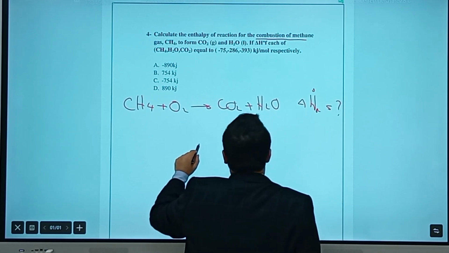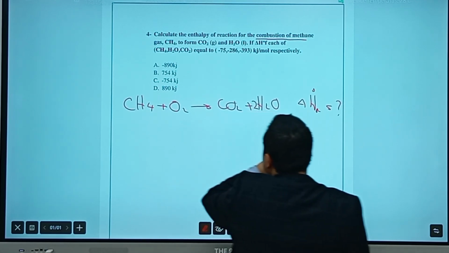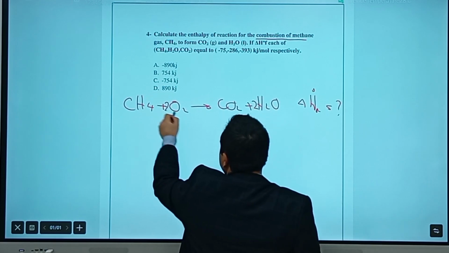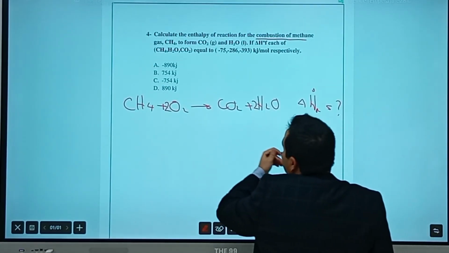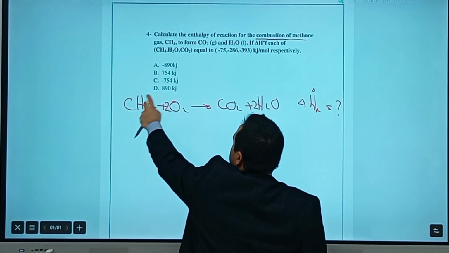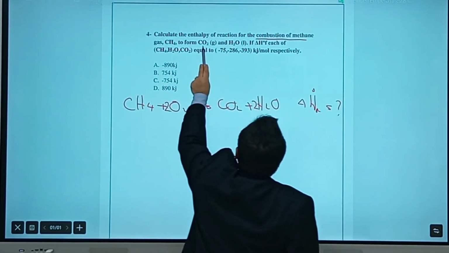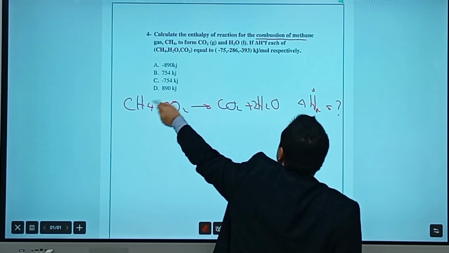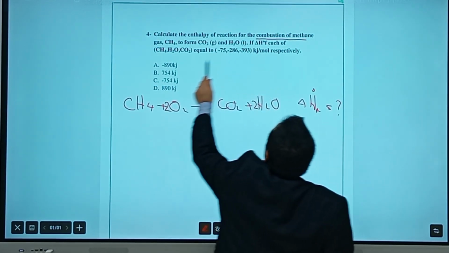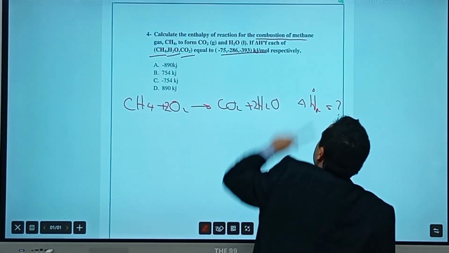Let us balance the equation, guys. 2 should be there, that's the balanced equation, and then 2 here. The steps are what? Except the oxygen, there should be 3 steps to form CO2 and H2O, said to form CO2 and H2O when methane is combusted, if the enthalpy of formation of methane, H2O and CO2 equal these numbers.